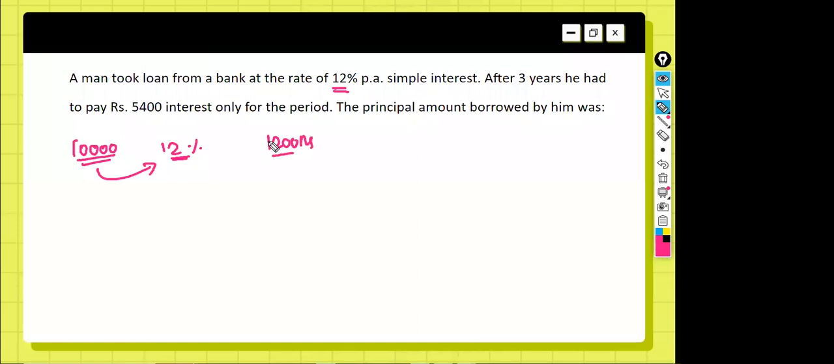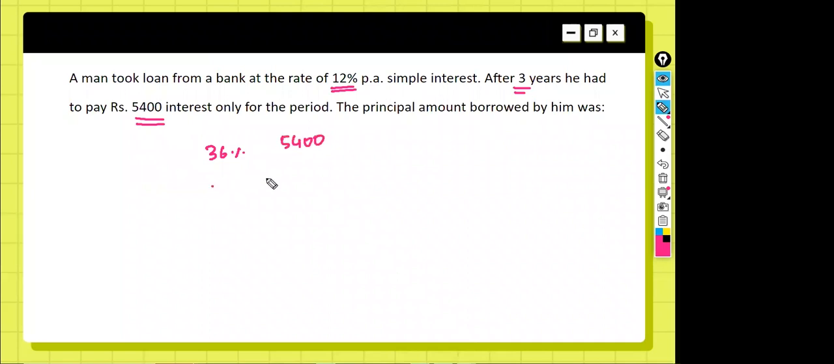For 1 year, 1,200. For 2 years, it will be 2 times 1,200. So another 12% will be added, which is 1,200 plus 1,200, 2,400. This is the way simple interest accumulates. Here the rate of interest is 12%, so for 3 years, the total rate of interest will be 36%. This 36% will be equated with the interest, 5,400.